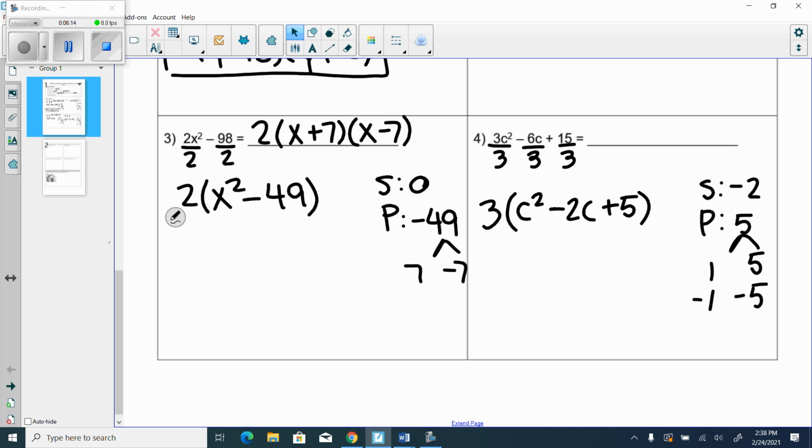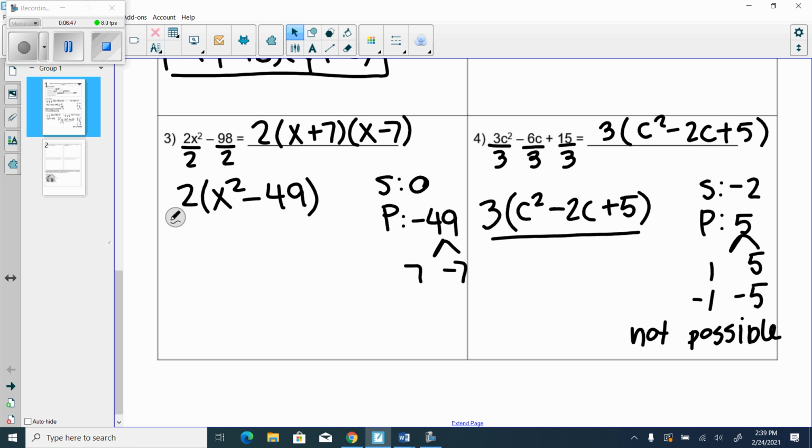But are either of those going to add up to negative 2? No. So this is not possible to factor. So if you are given a question like this, they still want you to factor out the GCF, which we did, but you can't factor it any further. So this part would be your answer, just with the GCF pulled out. So just the 3 parentheses c squared minus 2c plus 5.